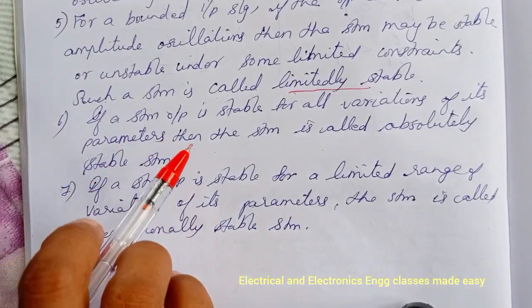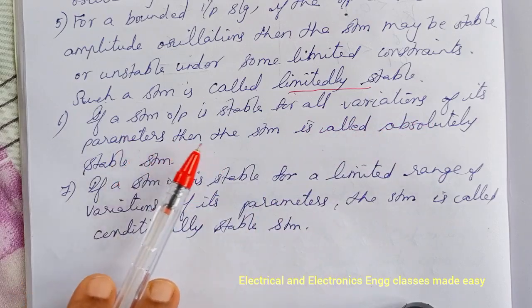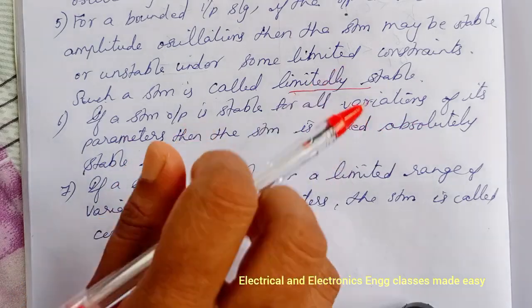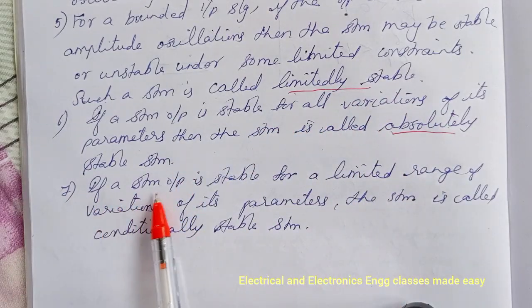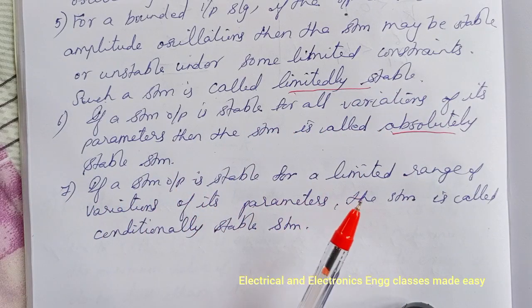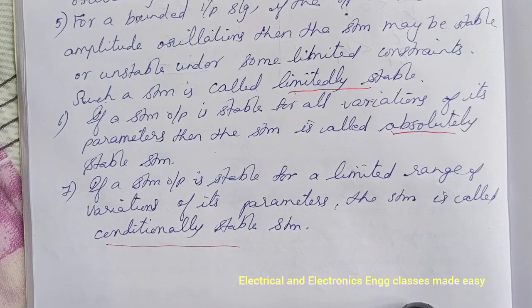Sixth one, if a system output is stable for all variations of its parameters, then the system is called an absolutely stable system. Then the seventh one is, if a system output is stable for a limited range of variations of its parameters, the system is called a conditionally stable system. So these are some definitions of the stability.